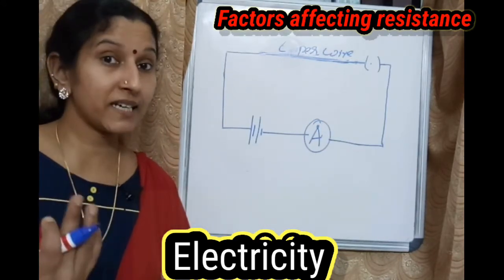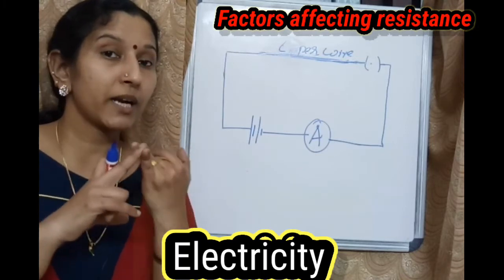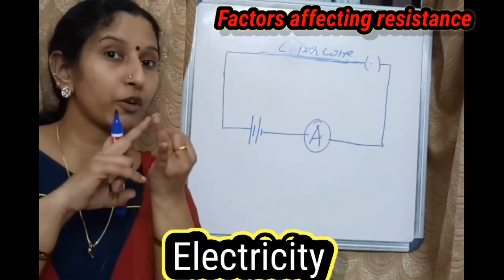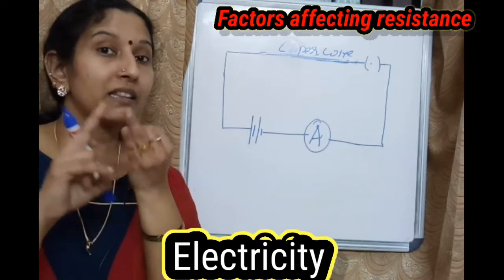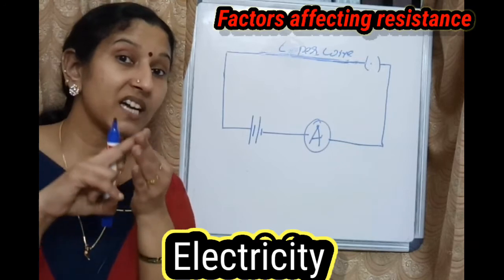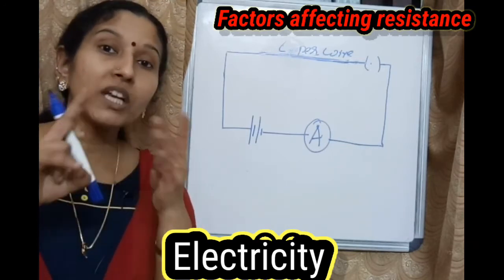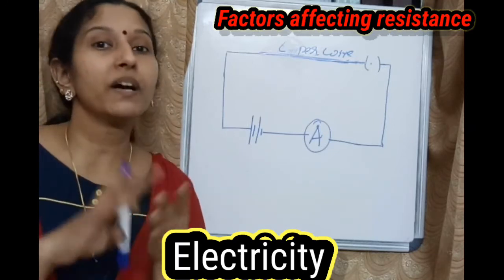Let me repeat it. First, use the nichrome wire of length L. In the second step, replace the nichrome wire of length L by a nichrome wire of length 2L. In the third step, replace the nichrome wire of length 2L and place a thicker nichrome wire. And in the fourth case, remove the nichrome wire and fix a copper wire.